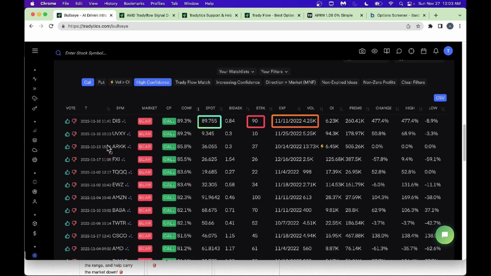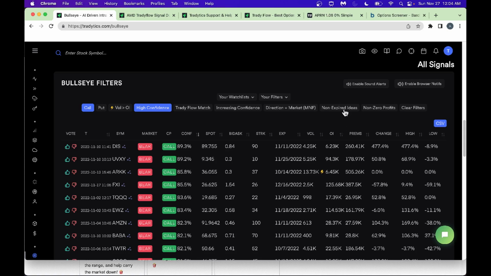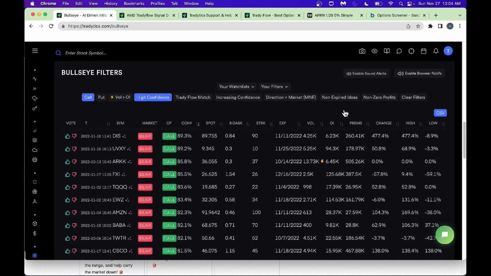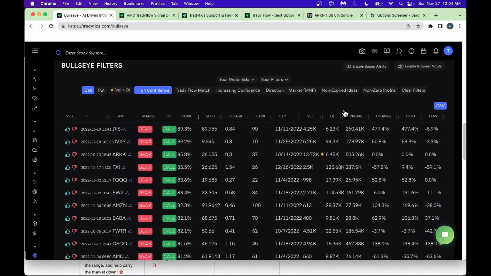We got ARKK, FXI, Amazon.com, Alibaba, all bullish call options. You could play along with this. It kind of tells you these hot chains here, and go from there. As you can also do here, you could click on non-expired ideas. So some of them will drop off. Some of the non-expired ideas will show up here. And this is something, if you are interested in day trading, you can use this.